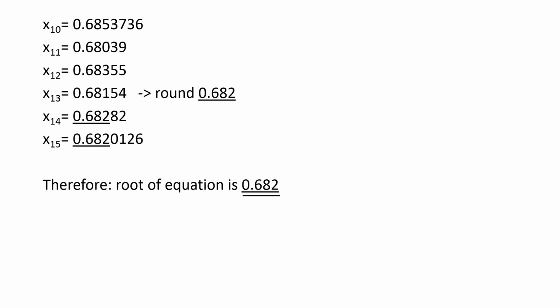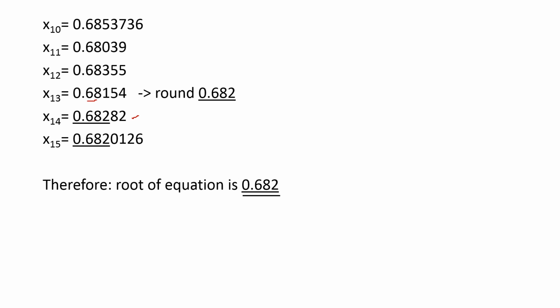Now you come to the 10th iteration. Substituting in the formula, you are getting 0.6853736, and coming to x13, you are getting 0.68154. I am rounding it as 0.682. Similarly for x14 I am getting 0.682, and for x15, again I am getting 0.682, right? So it is going on in the same manner. So you can conclude that the root of the equation is 0.682.